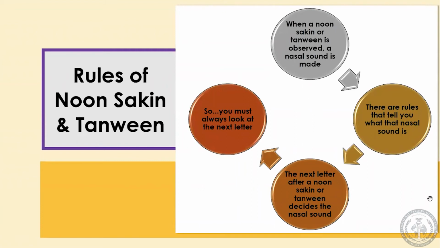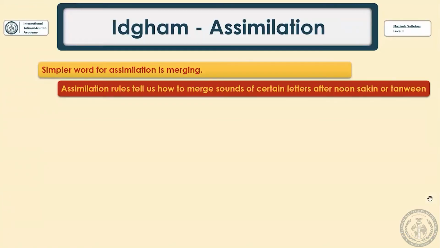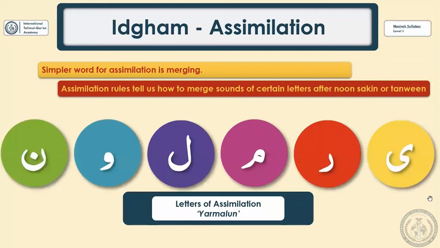So if you see a noon sakin or tanween, we must always look at the next letter, and that is what will tell us what kind of nasal sound we have to make. This is the basic rule that we'd like you to understand. And this is the rule of idgham. In English it's known as assimilation. A simpler word for assimilation is merging. So assimilation rules tell us how to merge sounds of certain letters after noon sakin or tanween.